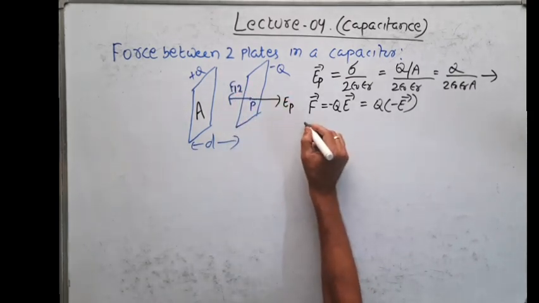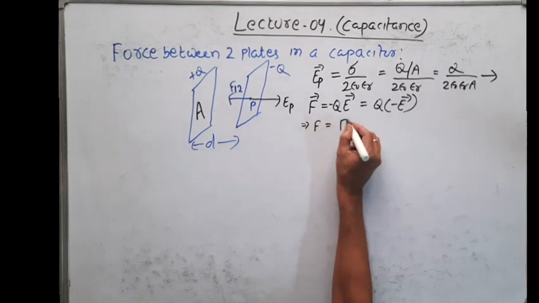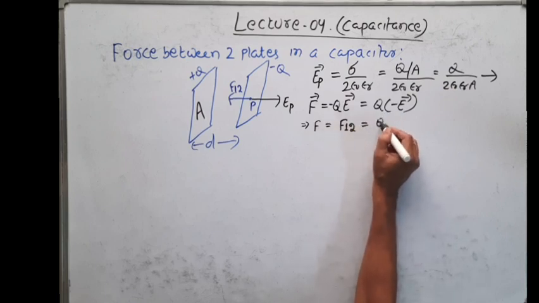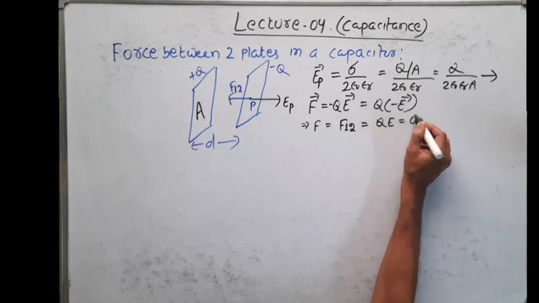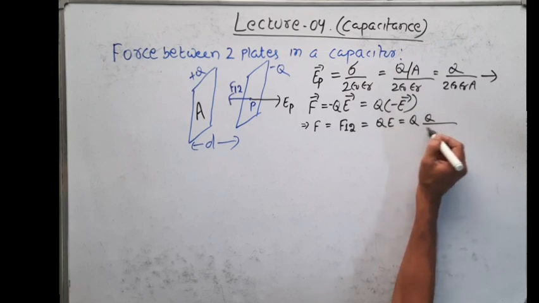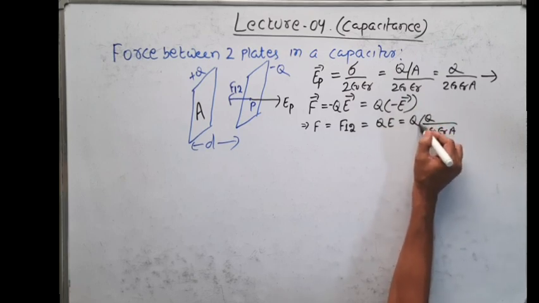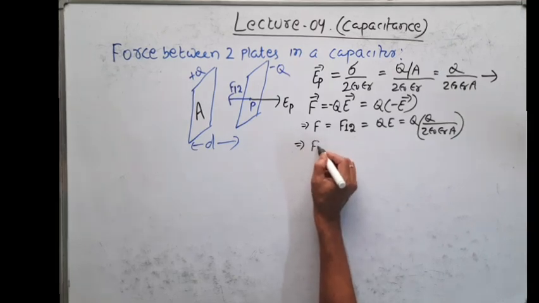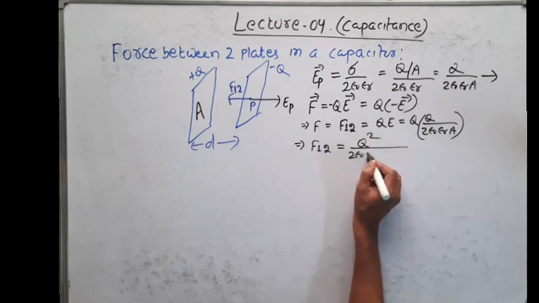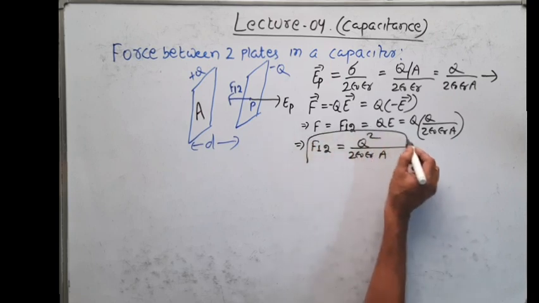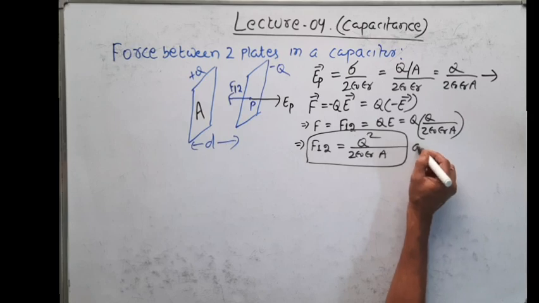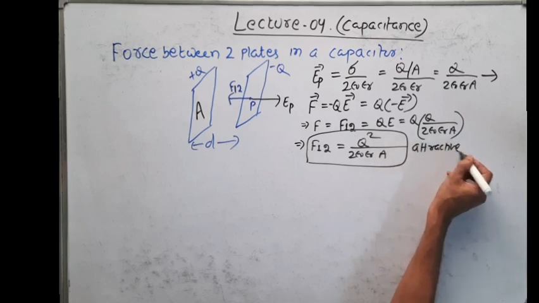What is the magnitude of this force? The magnitude of force by first plate on second plate is equal to Q into magnitude of E. What is the magnitude of electric field intensity at P? It is Q by 2 epsilon naught epsilon r into A. So the force by first plate on second plate is equal to Q square by 2 epsilon naught epsilon r into A. Since this positive charge is attracting the negative charge, this force is definitely an attractive force.